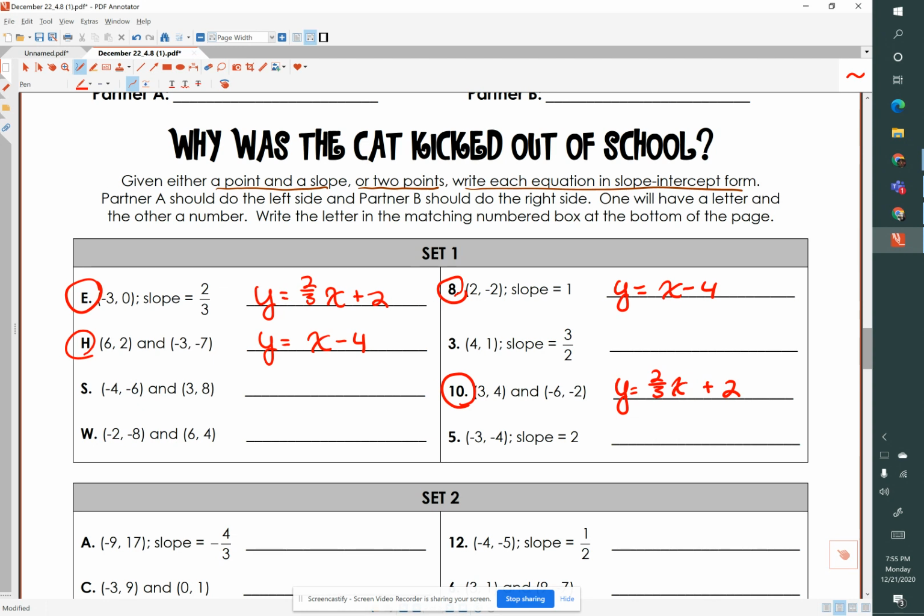matches with H. So I think what I'll do is I'll write these down. So E matched with 10. H matches with 8. So let's go to the bottom of the page, 8 and H.